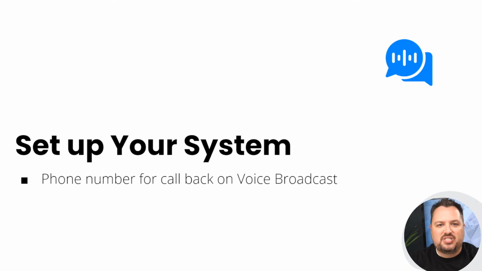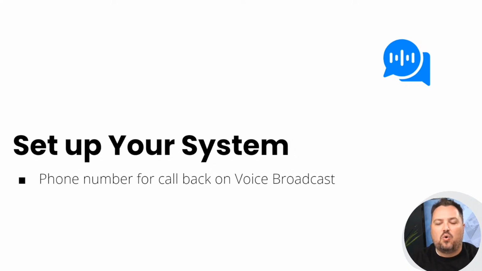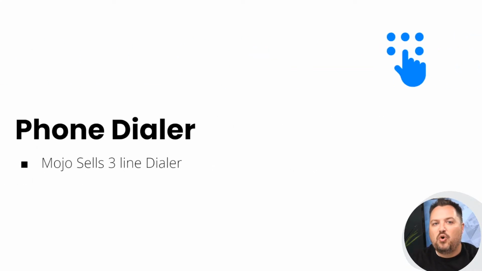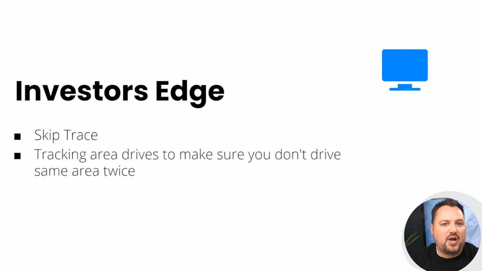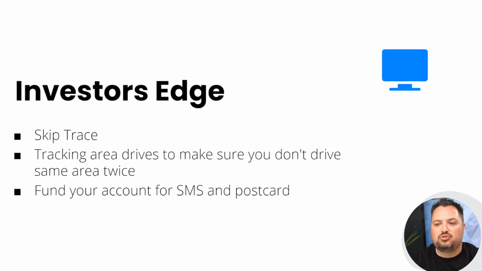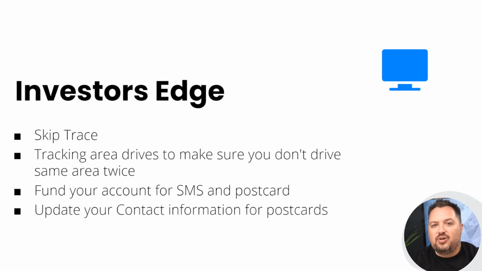And then you set up your system. So a phone dialer or a phone broadcast, you can set up a phone dialer. One of the ones I like is Mojo Sales. I'm not sponsoring them. They do a 3-line dialer that works pretty well. And also Investor's Edge software. You can do your skip trace. You can track the areas that you drive so you don't drive them twice. You can fund your account for SMS and postcards. You can update contact information. You can add your tags. That's a great software to use.